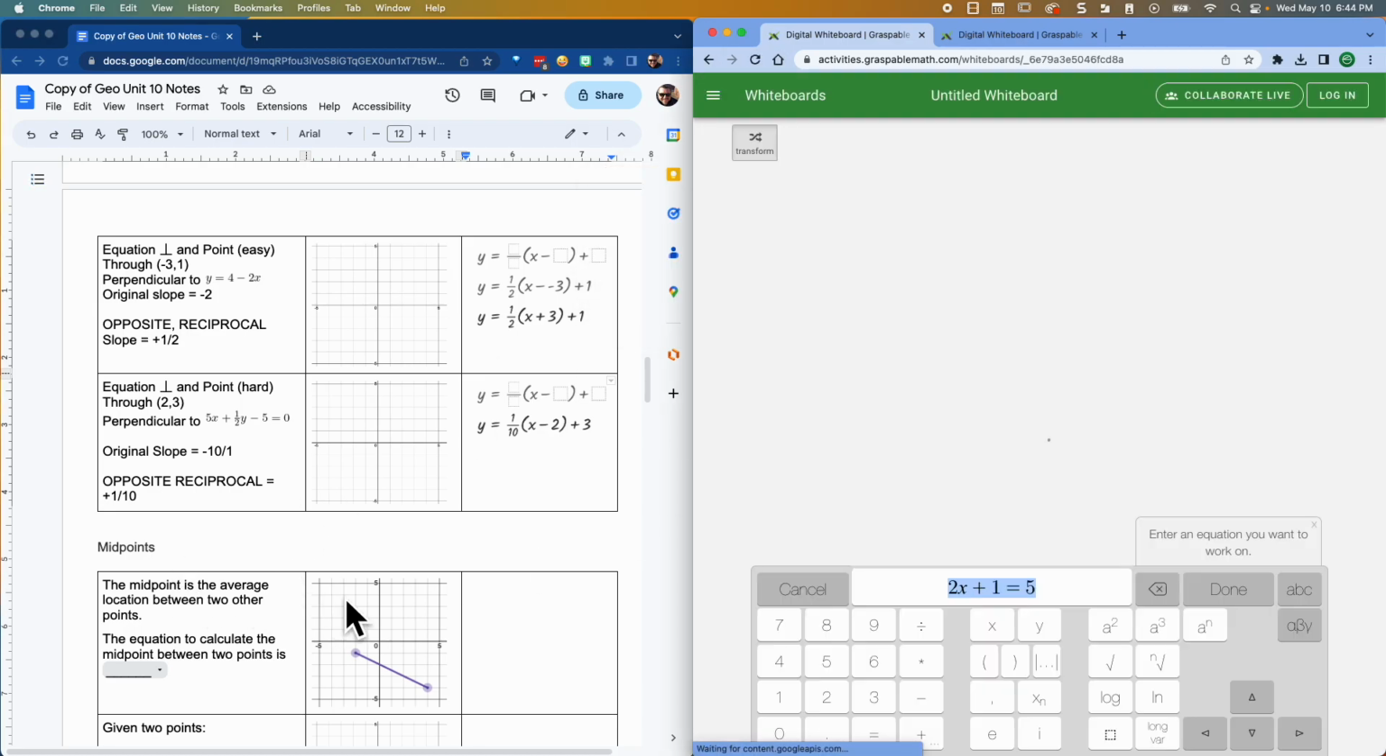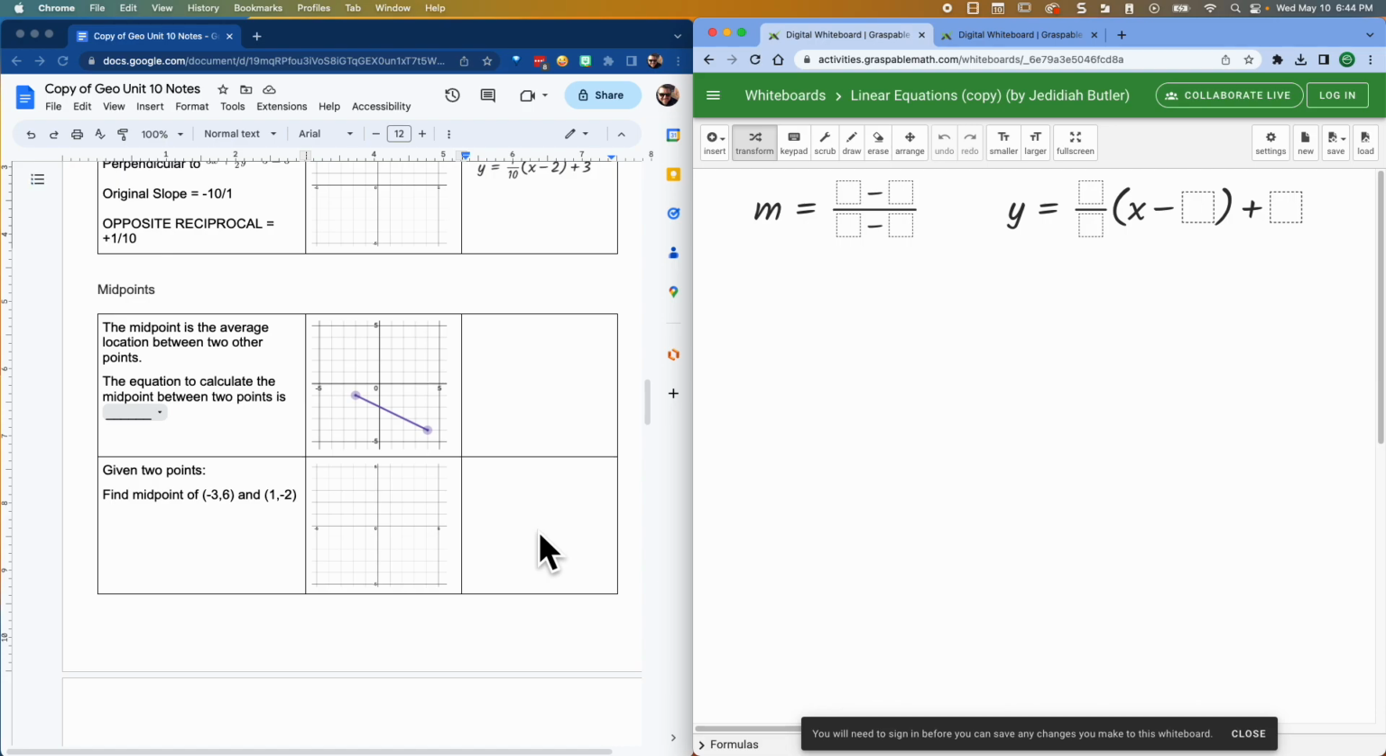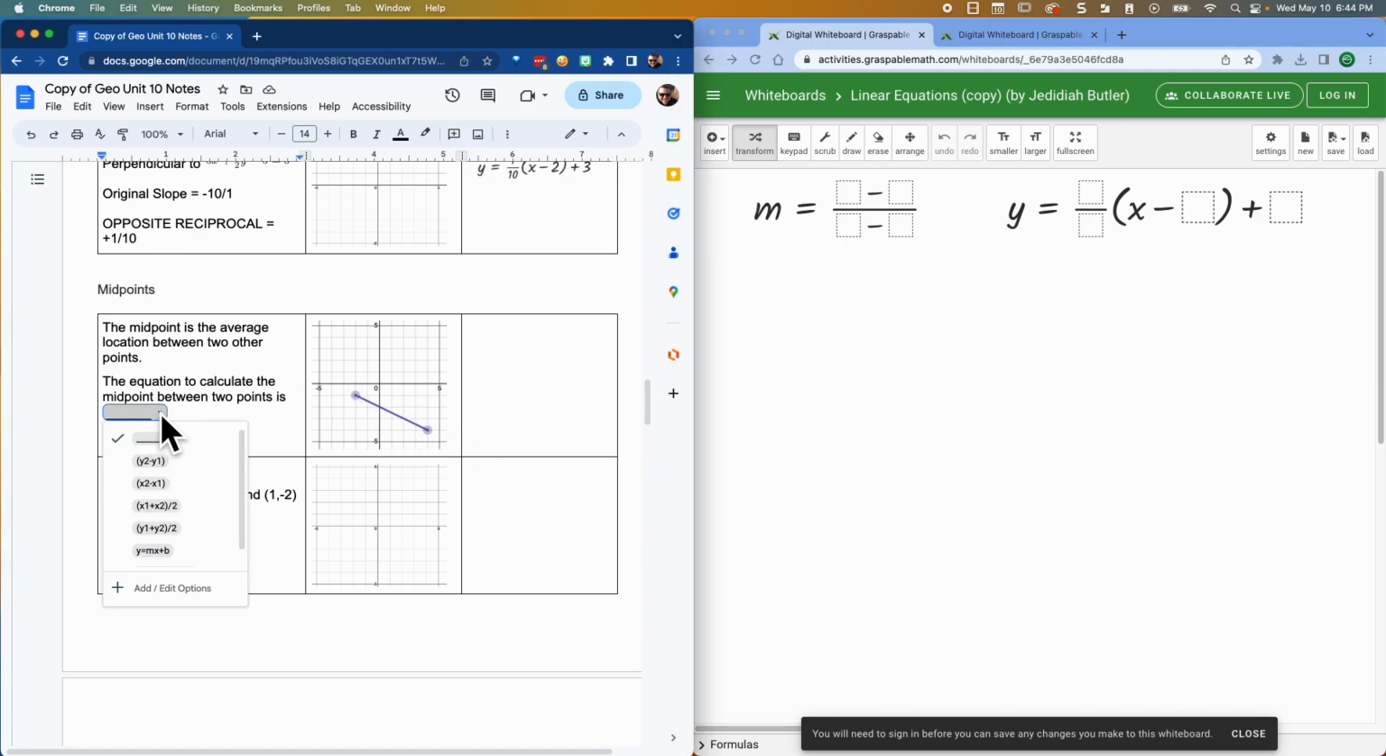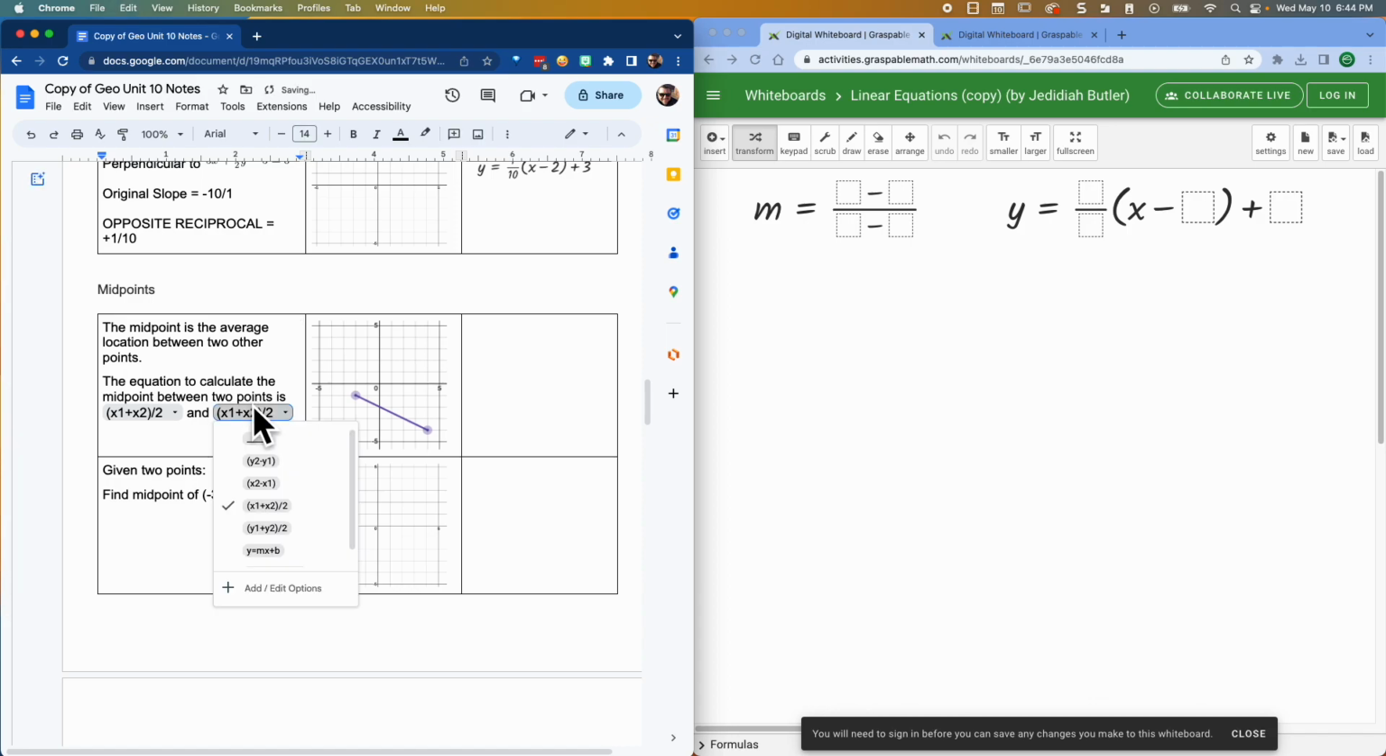Okay, now to wrap this up, it's, in my opinion, probably the easier of the calculations. It's just midpoint. The midpoint is kind of the average between 2 points. So what we're trying to do to calculate the midpoint is we want x1 plus x2 divided by 2, and we'll copy this. On your notes, this should be ready for you. And y1 plus y2 divided by 2.